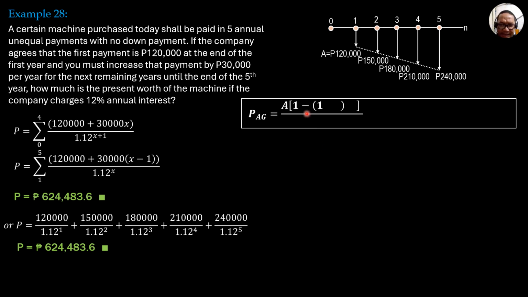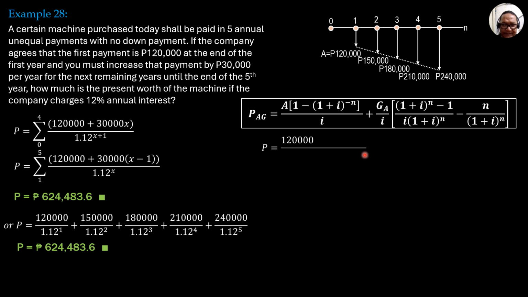So P sub AG, 1 minus 1 plus i to the negative n over i, present worth of uniform payment, G sub A over i, 1 plus i to the n minus 1 over i, 1 plus i to the n, and minus n over 1 plus i to the n. This formula was derived in the preceding slides. Remember, that's the expression for present worth of this uniform arithmetic gradient, where G sub A is 30,000, i is 0.12, n is 5, and A is 120,000.